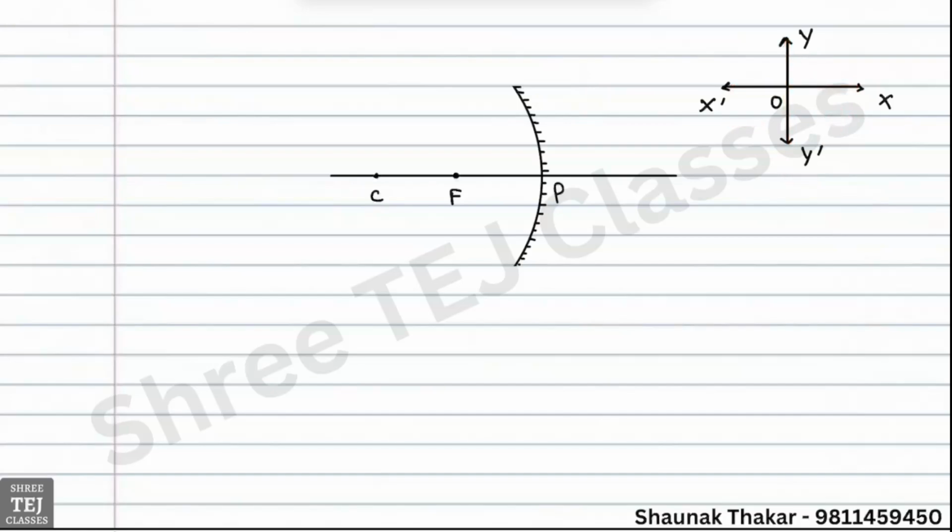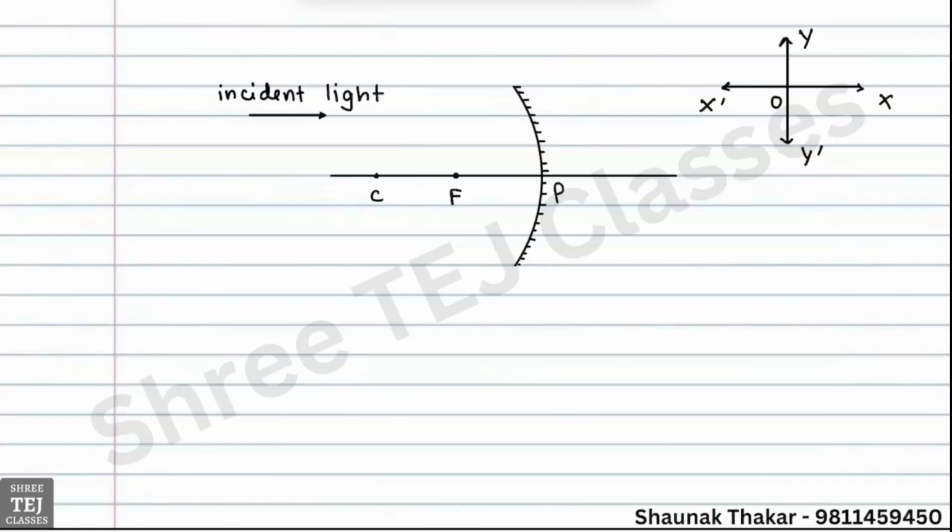So we will use a similar sign system for various quantities in case of spherical mirrors. So here the pole will act as origin. So all the distances above the pole will be positive. All the distances below the pole will be negative. All the distances to the right of the pole will be positive. All the distances to the left of the pole will be negative. Here we assume that light is incident from the left of the mirror. Incident light.